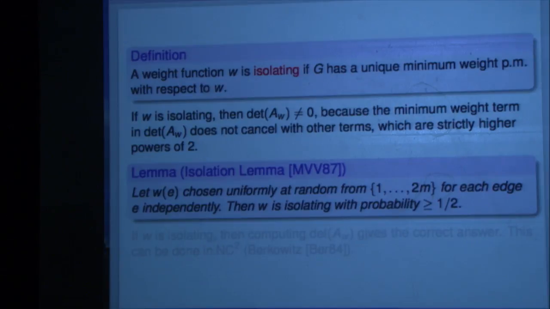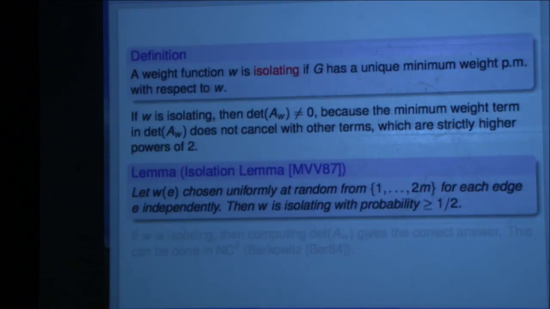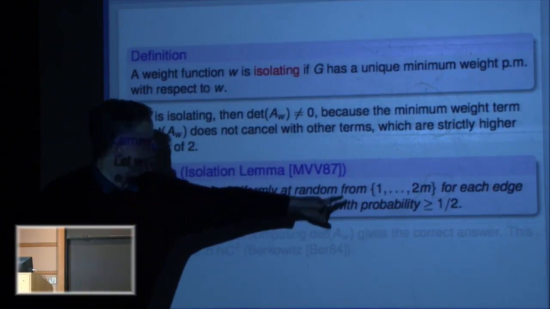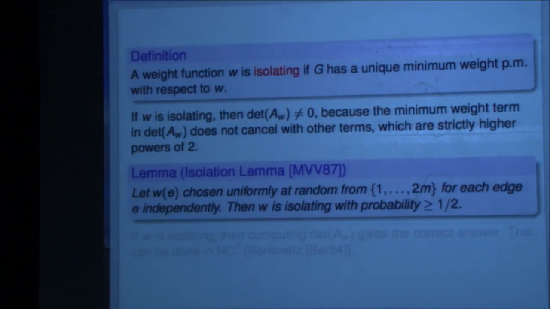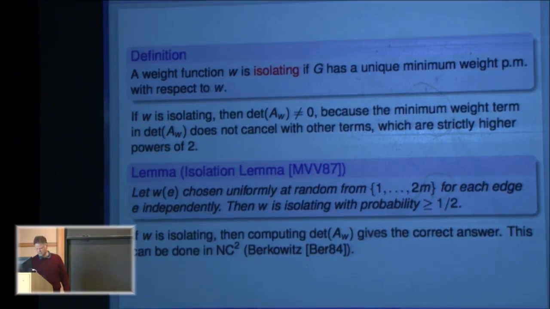So if you have an isolating weight function, you can reduce to the determinant, and there's a parallel algorithm for the determinant. The isolation lemma says that if you choose the weights randomly from the set 1 to 2m, where m is the number of edges, uniformly and independently for each edge, then W is isolating with probability at least 50-50. So this is the randomized algorithm: you choose a random weight function and then compute the determinant. These numbers are small enough that you can compute the determinant in NC2. So if W is isolating, which happens with good probability, you always get the correct answer by computing the determinant. There's an algorithm of Berkowitz from the 80s that does this in NC2.